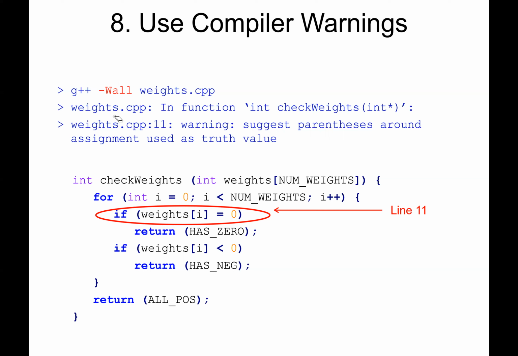So if you compile the code I just showed you, it'll say in this function, check weights, this warning suggests parentheses around assignment used as truth value. So it's saying this is weird. That's actually not a comparison, that's actually an assignment. So you probably didn't mean to do that.